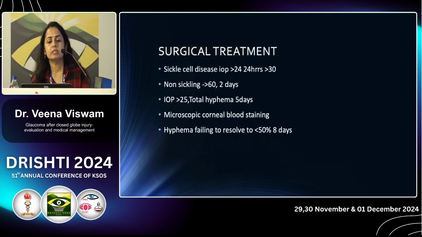Surgical treatment: in sickle cell disease, if the IOP is more than 24; in non-sickling cases, if the IOP is 60 for more than 2 days, and if the IOP is more than 25 with total hyphema for at least 5 days, and if the cornea is getting stained with hyphema, or if the hyphema is failing to resolve to less than 50% for 8 days, we may go in for a surgical removal. But it depends upon the treating surgeon how to follow up these patients.